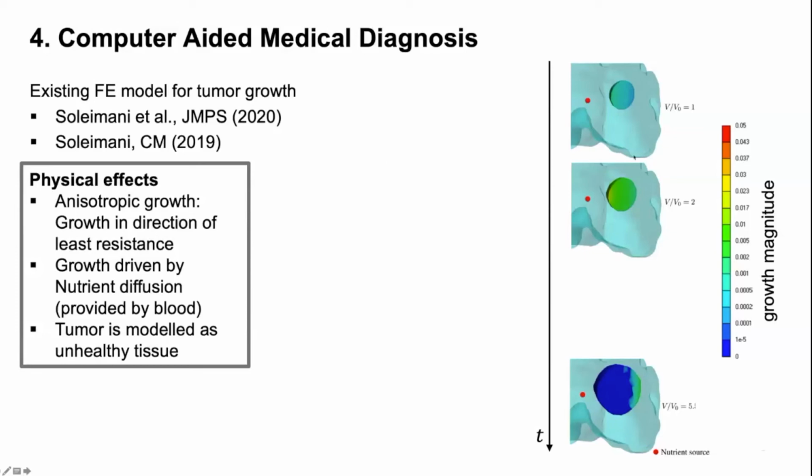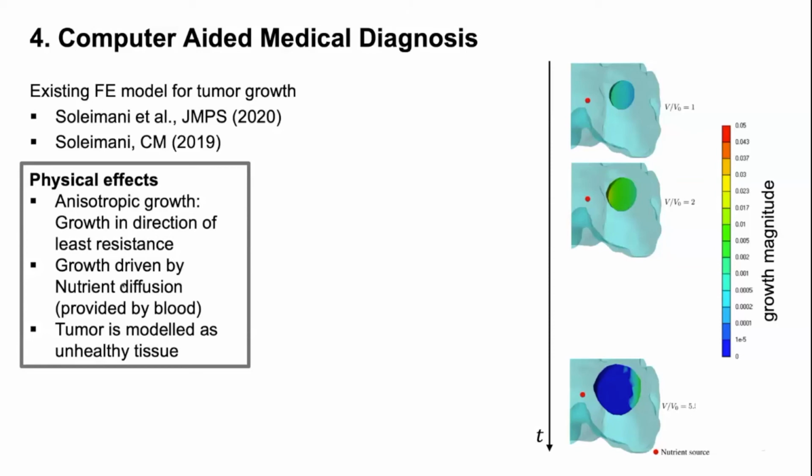So we see here snapshots of the model. We have here blood, which is a nutrient, provides oxygen and glucose for the tumor to grow. The magnitude of color here refers to the growth. We see that the tumor grows, and then at some point tumor growth stops. The basic characteristic of this model is that we have anisotropic growth. That means that growth is occurring in the direction of the least resistance, and growth is driven by nutrient diffusion, which is provided by the blood. And also the tumor is modeled as an unhealthy tissue, which can have different parameters.